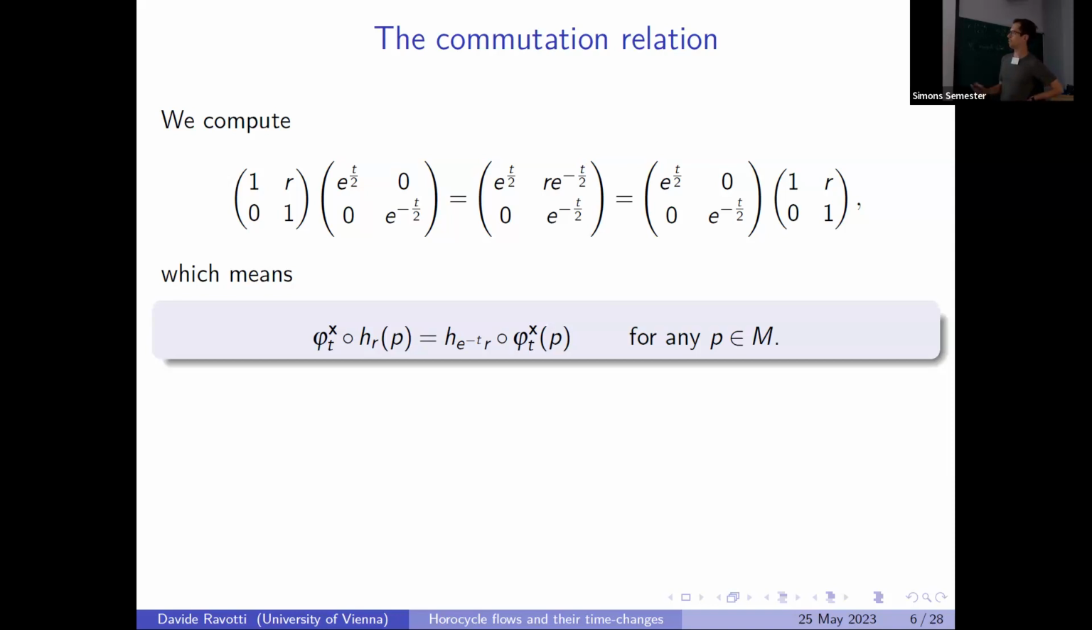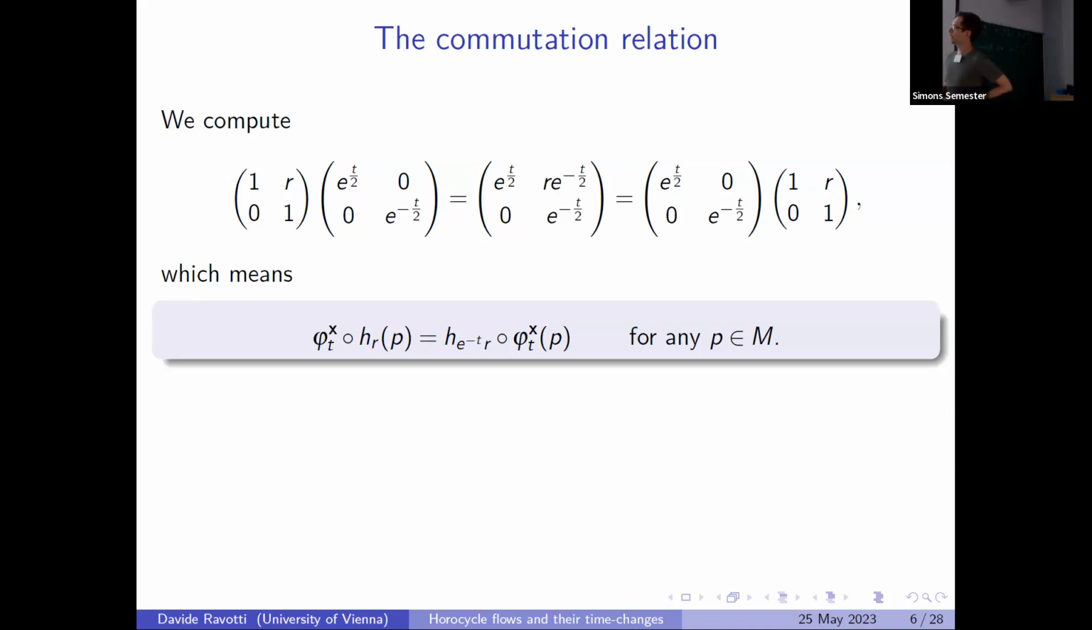There is a typo here, so forget about this. What you have to look at is, so here instead of r, there should be e to the minus t r. Sorry, copy and paste. So looking at the correct commutation relation, what does this mean?